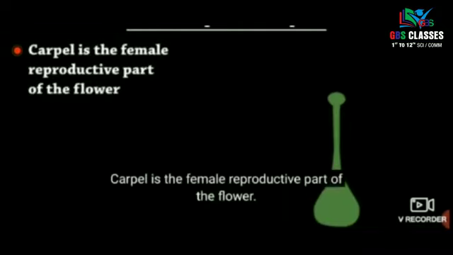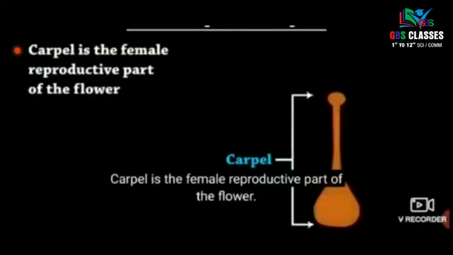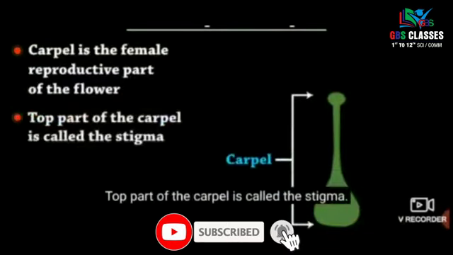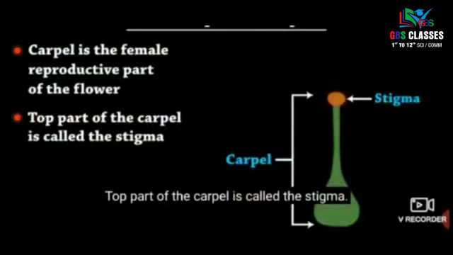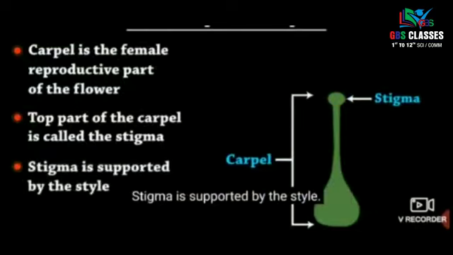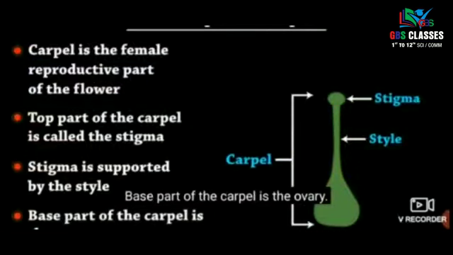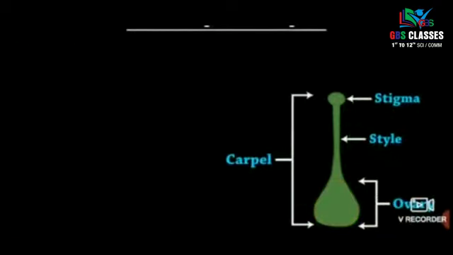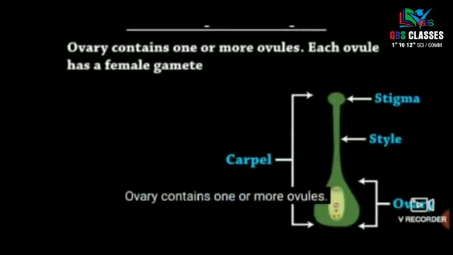And further, if we talk about the female reproductive system, it consists of the carpel, the main female reproductive part of the flower, which is further divided into three parts. The top part is called the stigma, as the diagram shows. The stigma is supported by a style, and at the bottom, or basal part of the carpel, is the ovary.